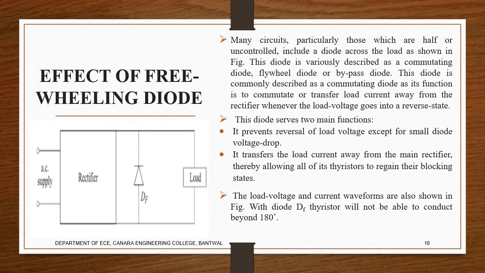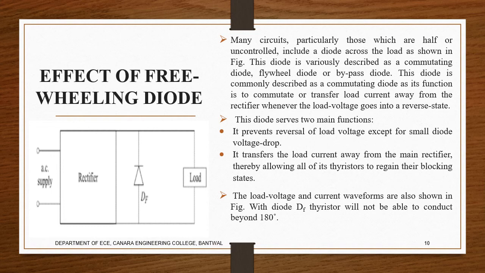And also it transfers the load current away from the main rectifier, therefore allowing all of its thyristors to regain their blocking state. To regain its blocking state, it has to turn off. If any load current goes back to the rectifier circuit, there may be a chance of the heavy load voltage being reversed back to the source, and at that time again there might be a chance of damage. And another thing: it can retain its off state quickly, so that it can be ready for the next on cycle.